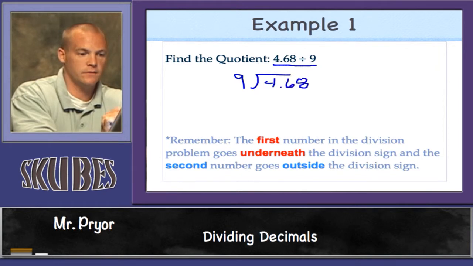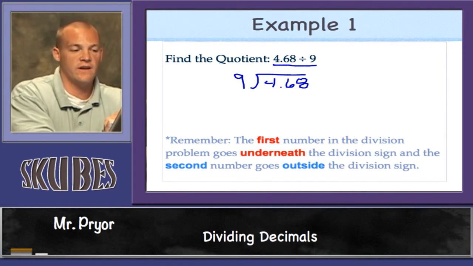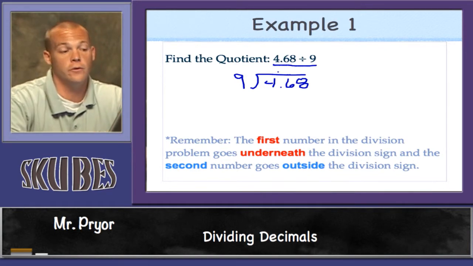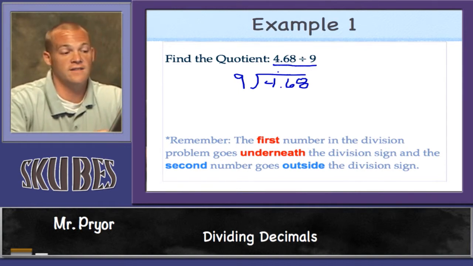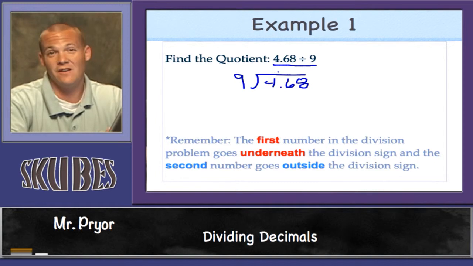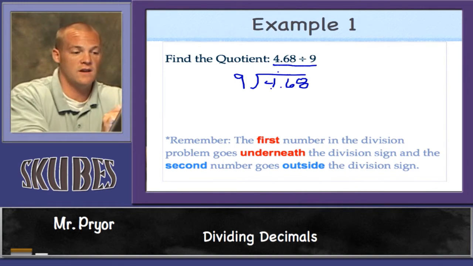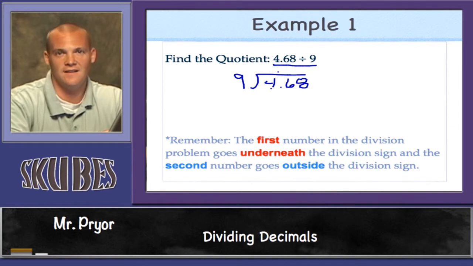When dividing decimals like this, you need to make sure that the decimal underneath the division sign goes directly up into your solution, where your solution will go. And then you try to first divide the number outside into the first digit. In this case, that would be 4. 9 can't go into 4 evenly, and it can't go into 4 at all because 4 is smaller. So you have to then move to the second number, which would be 6. So we're looking at 9 into 46.